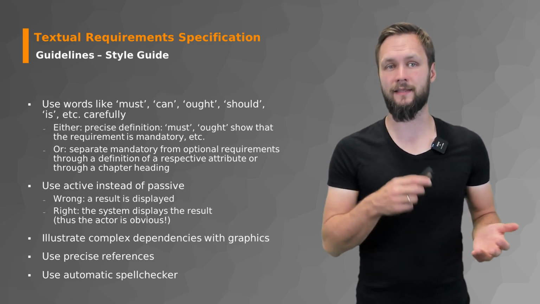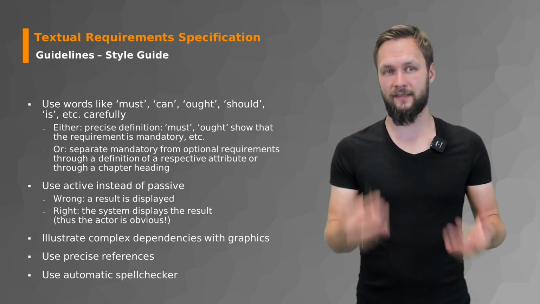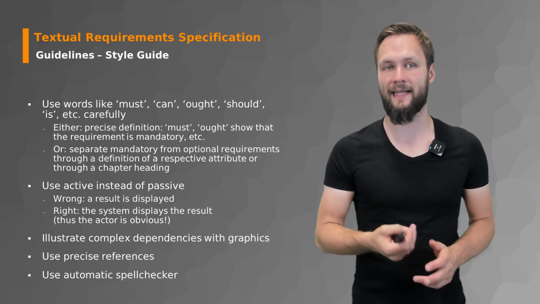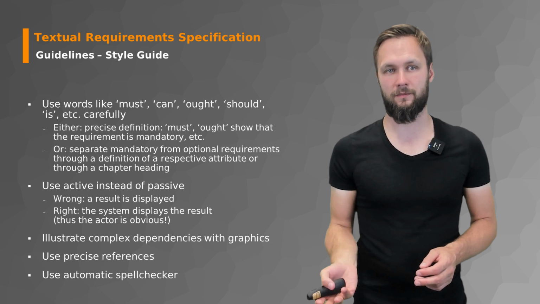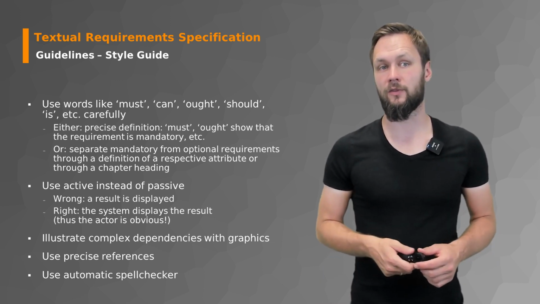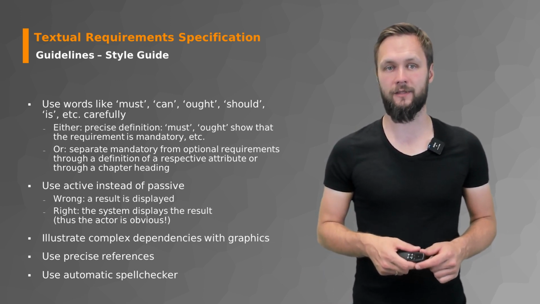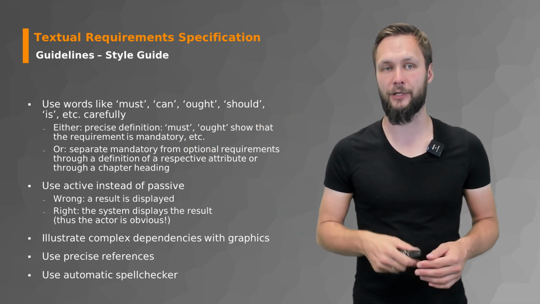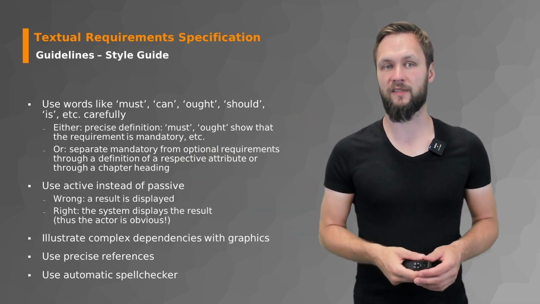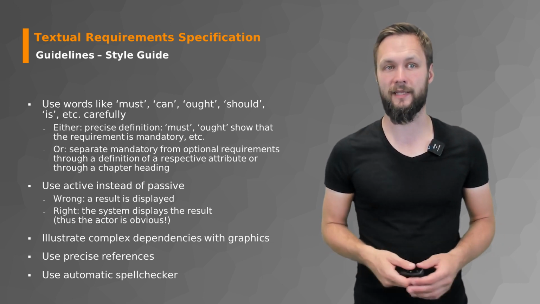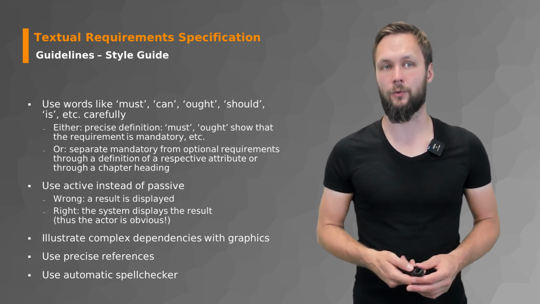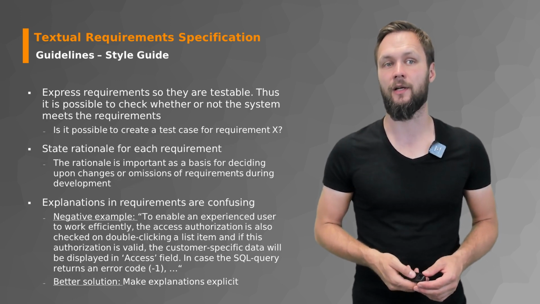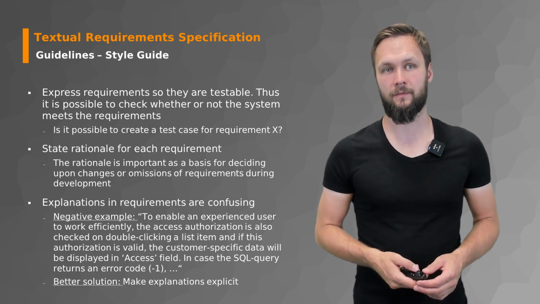So "a result is displayed" is less clear than "the system displays the result", because then you already get the actor who is displaying what. Also illustrate complex dependencies with graphics. This is where we now draw the connection, for example, to the model-based documentation that will follow. Use precise references, use an automatic spell checker. All of those also help to foster the understanding and readability of the requirements document.